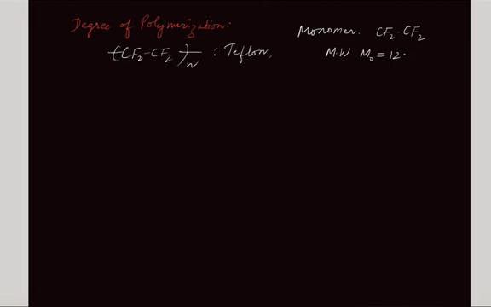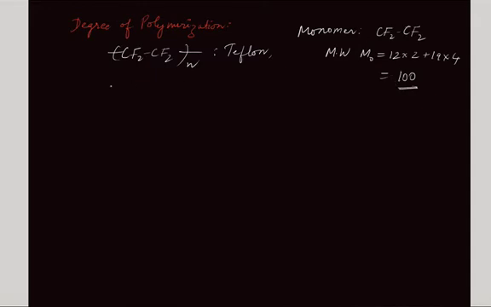Now imagine CF2, CF2, and n. This is a polymer called Teflon. Now if you see the monomer here, the monomer is actually CF2 CF2. So therefore the molecular mass, I'll write it as M0, which is of the monomer, is 12 times 2 plus 19 times 4. So that makes it around 100. So the molecular mass of the monomer is 100.